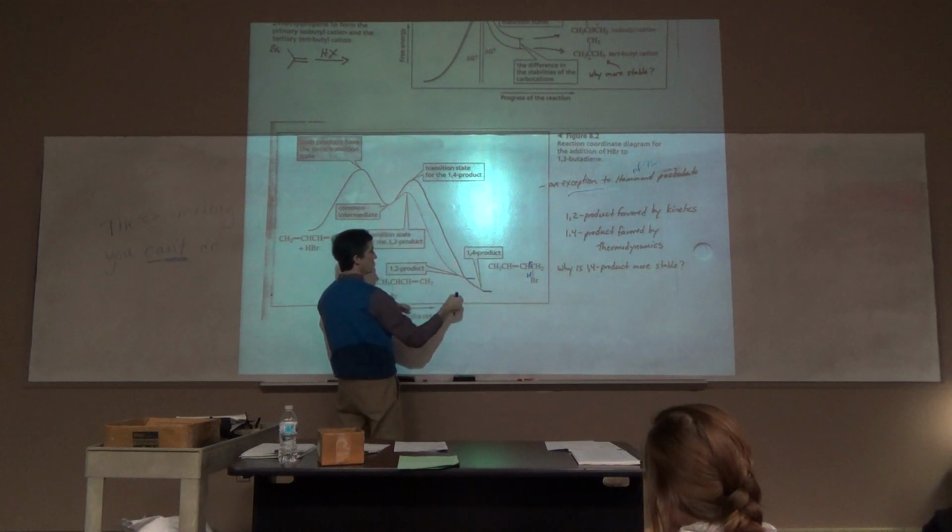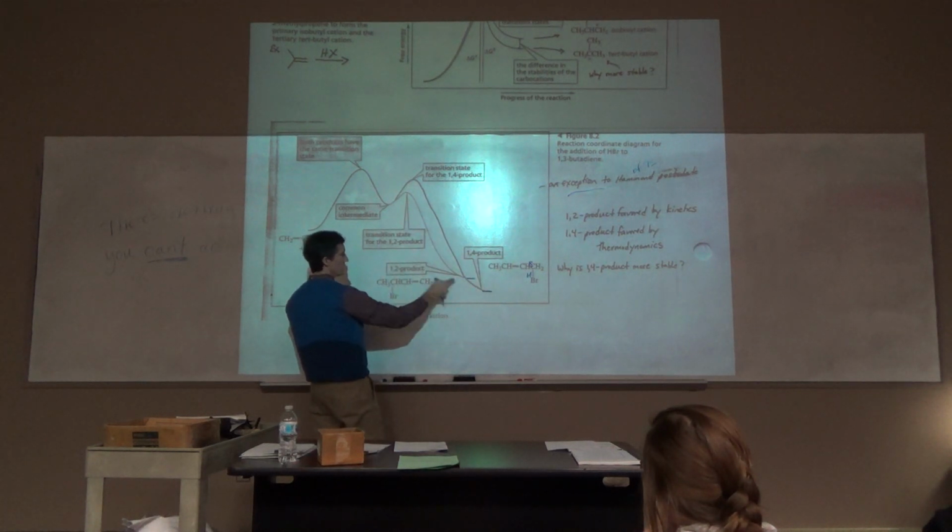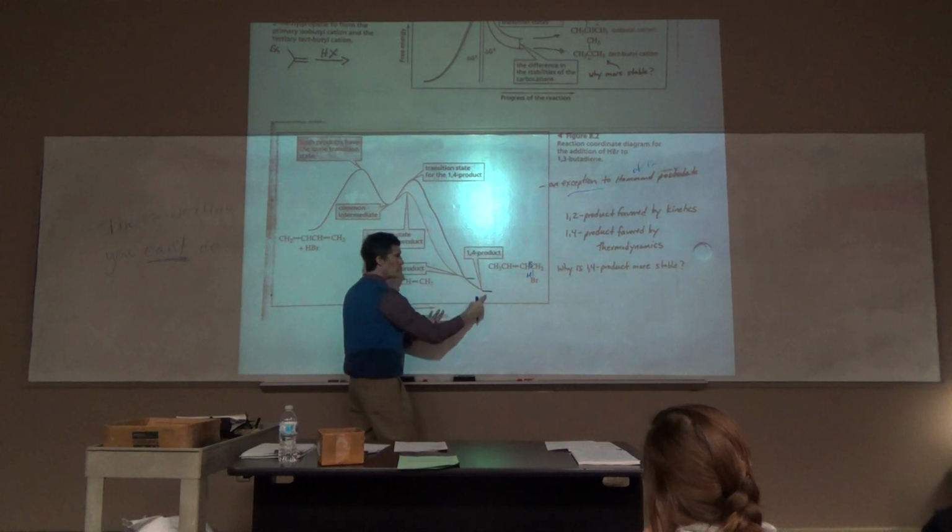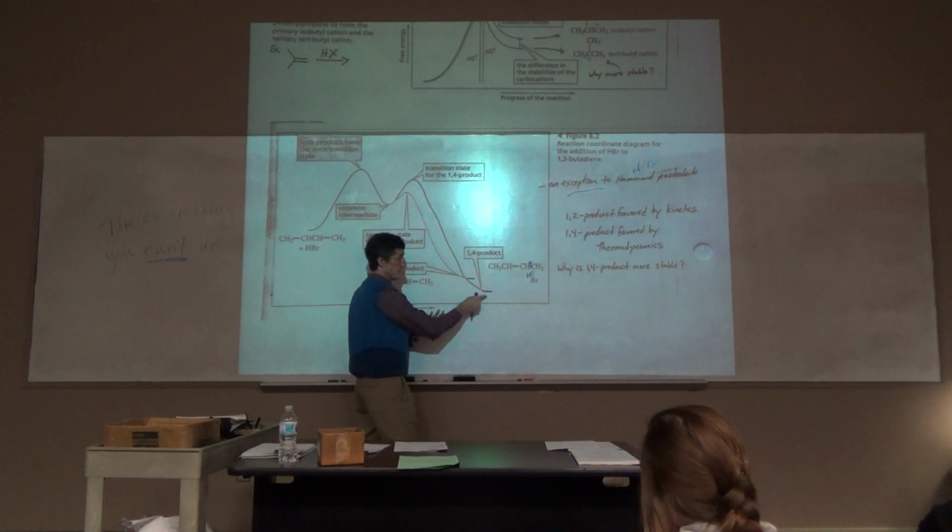This is called the 1,4. Once we get into this, it's called 1,2. The 1,4 product's more stable. You see that right here. It's lower in energy.